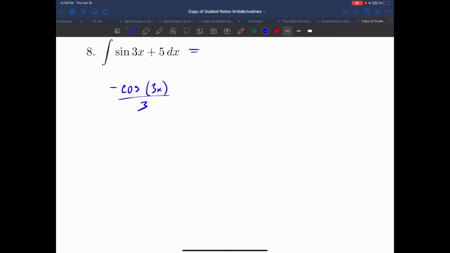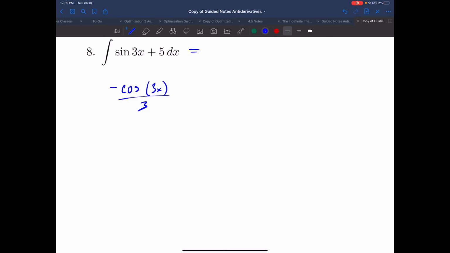The derivative of the outer function is sine, leave the inside alone, which is 3x, and then I multiply by 3. And since this 3 is down here, it would cancel and I would get sine of 3x. So just make sure when you're finding antiderivatives, particularly with trig functions, that it actually derives to what you need.